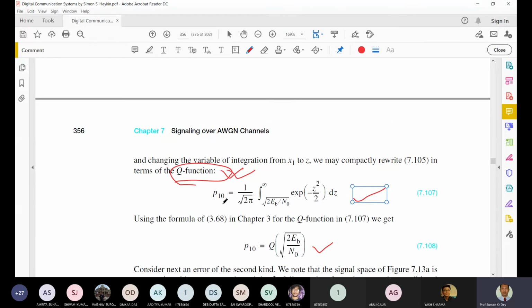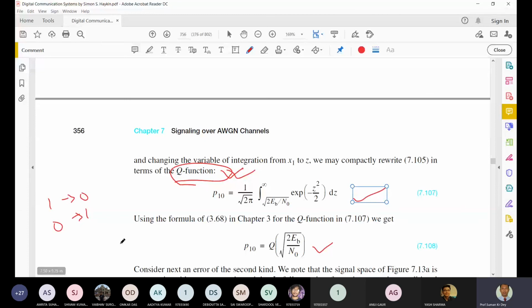So we are representing the conditional probability P10 as a Q function, equal to Q of square root of 2 Eb by n naught. Okay. So this is the error we receive, 1 when 0 is sent. Now, receiving 0 when 1 is sent is similar to that expression.